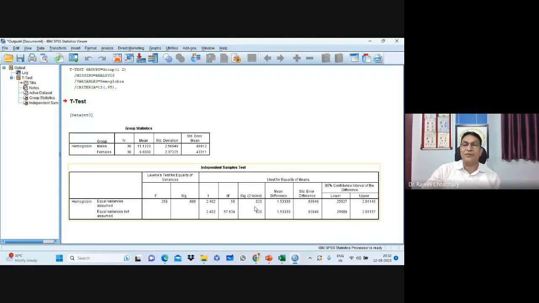If the value is significant at two tail, that will always be significant at one tail. The probability of error will be lower. This is my suggestion, my advice: always see the value at two tail. I will tell this in detail.